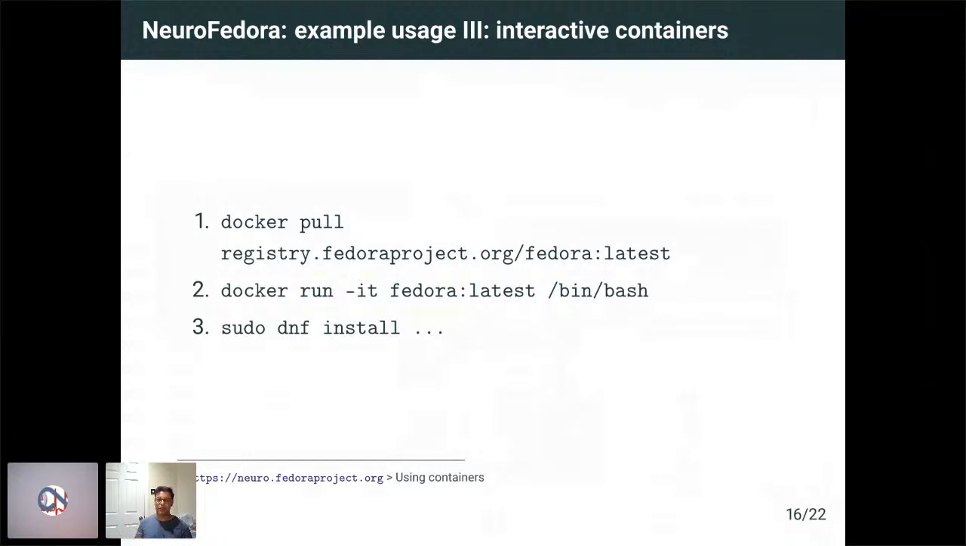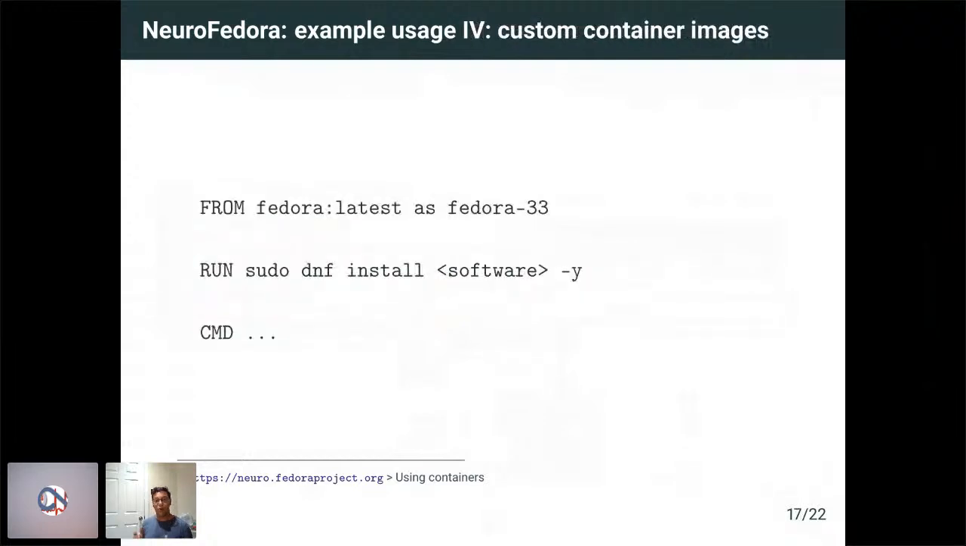So with DNF, you can install Neuron, Brian, NetPyne, STEPS, so on and so forth, and just use it interactively in that sandboxed environment. And those of you that are experienced with containers would also know that you can then create your own custom containers. So you can base them on the Fedora default image. You can install whatever software you need. And then you can actually package all your code into this container image.